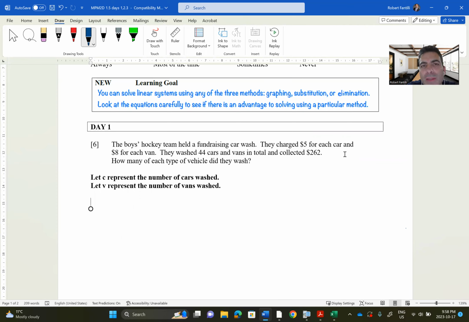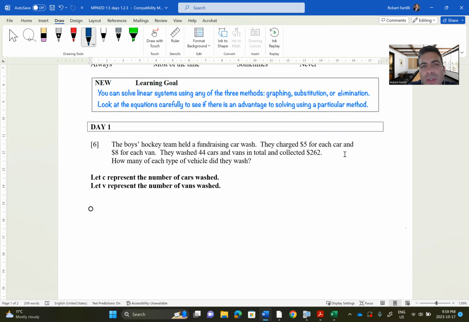Now, most of these are going to lend themselves well to substitution and elimination. Graphing is something we did more in grade 9. And when we're given specific equations, it's easier to graph. But in these scenarios, we're going to see that it's better to use substitution or elimination.